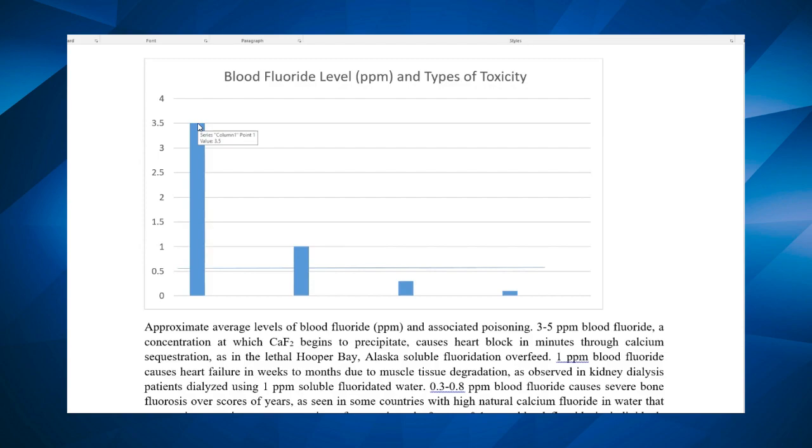3.5 typically kills a person with acute heart block, because what people don't understand about the heart is that it isn't like skeletal muscle. Heart muscle is completely different. It does not have its own sarcoplasmic reticulum to hold its own supply of calcium. It depends exclusively on extracellular calcium from the blood. It goes into the extracellular fluid.